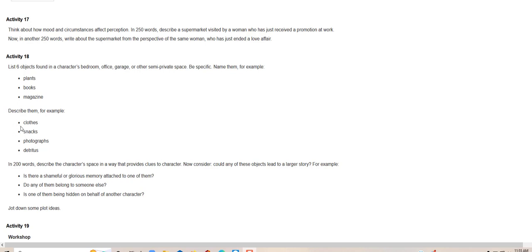And here you could have, inside the bedroom of your character, plants, books, magazines, clothes, snacks, photographs, or garbage. Okay, garbage everywhere. So you got the slob. Think about The Odd Couple. And here you have Oscar Madison, I think that was the name of the character, who was the slob. And then Felix Unger, who was so neat. And both of them lived in the same apartment. But Felix Unger's bedroom was so neat. He even had his socks organized by color.